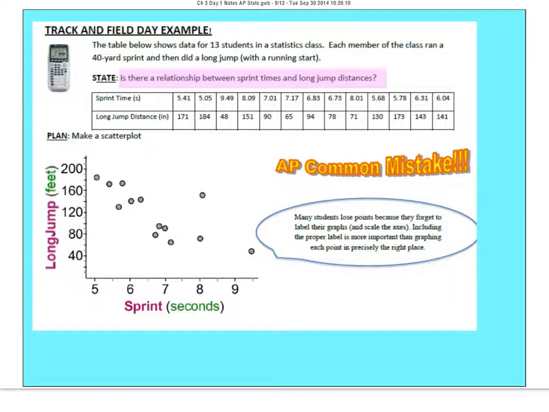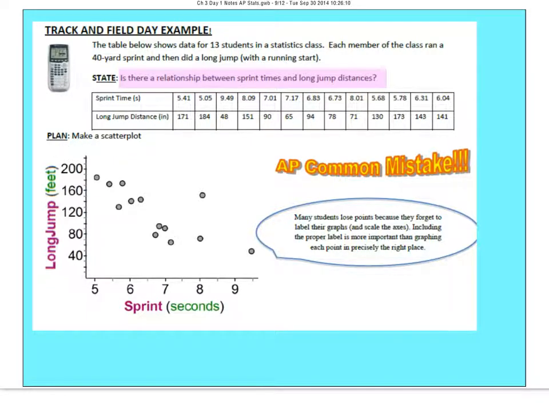Plotting the ordered pairs, let's go to 5.41 and 171. So it's probably this individual here. Plot all of your data. And then they're going to ask us to go through and explain the relationship. Now notice the state, plan, do, and conclude is kind of coming into play. The state for this one is, is there a relationship between sprint time and long jump distance? Easily said.